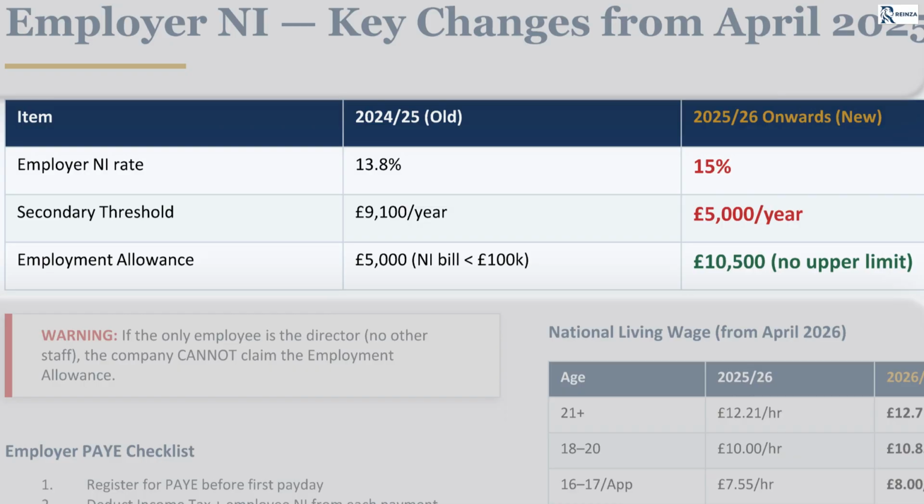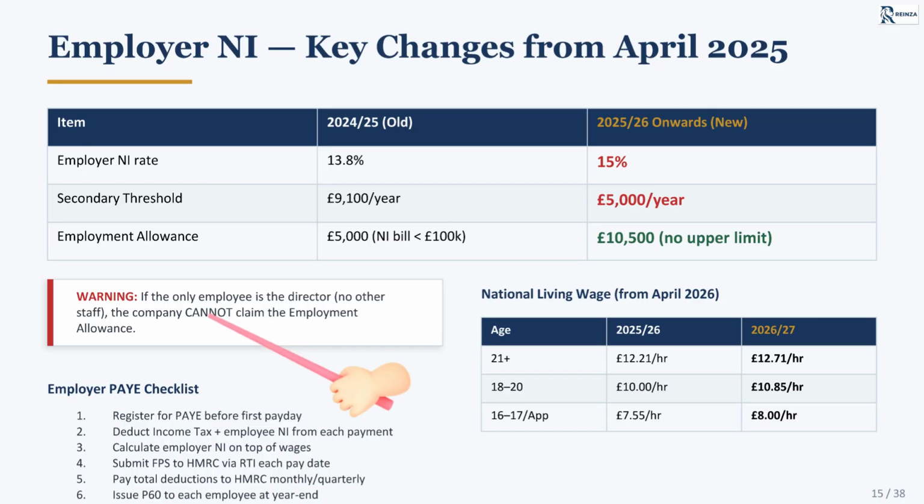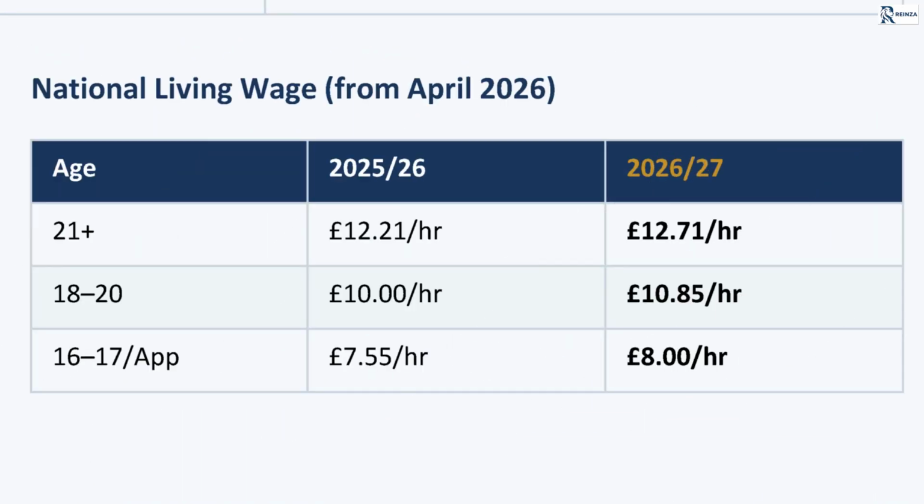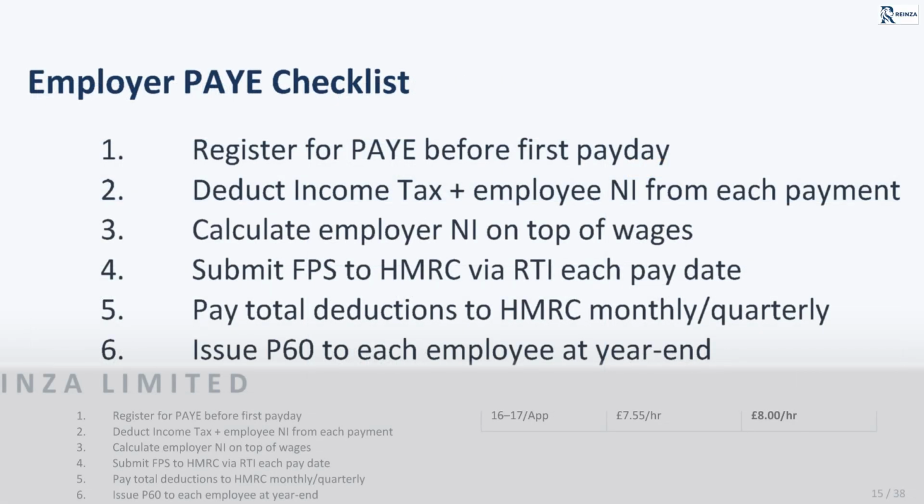However, there is an important caveat. If the company's only employee is the director and there are no other staff, the company cannot claim the employment allowance. This catches a lot of single director companies. On the right of this slide, you can see the national living wage rates. From April 2026, the rate for workers aged 21 and over increases to £12.71 per hour.